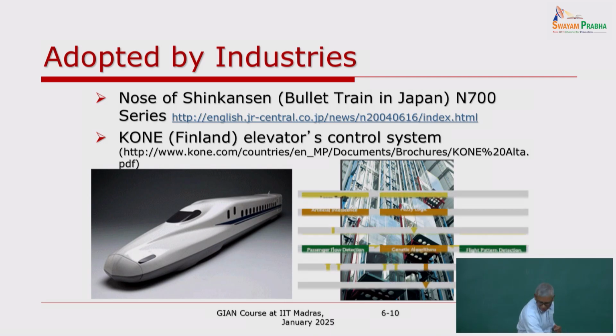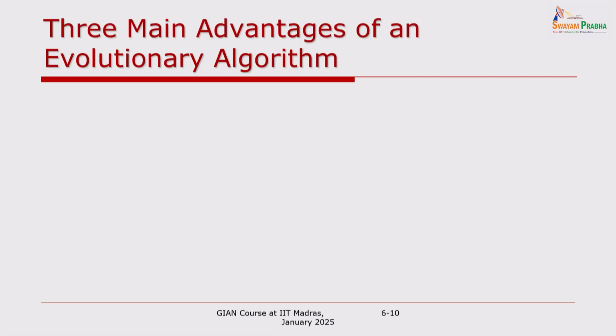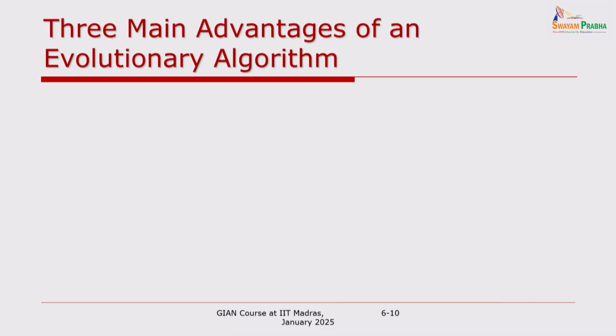Just to show you that it does that, from their manual I got this: you see these, allocating landing calls using genetic algorithms. So they've been doing it since 1995. Recently I looked at this, and I got some curve where they compared with various other methods. They keep on improving that GA. But this is something they're doing. These are just two examples, but there are lots of other things.